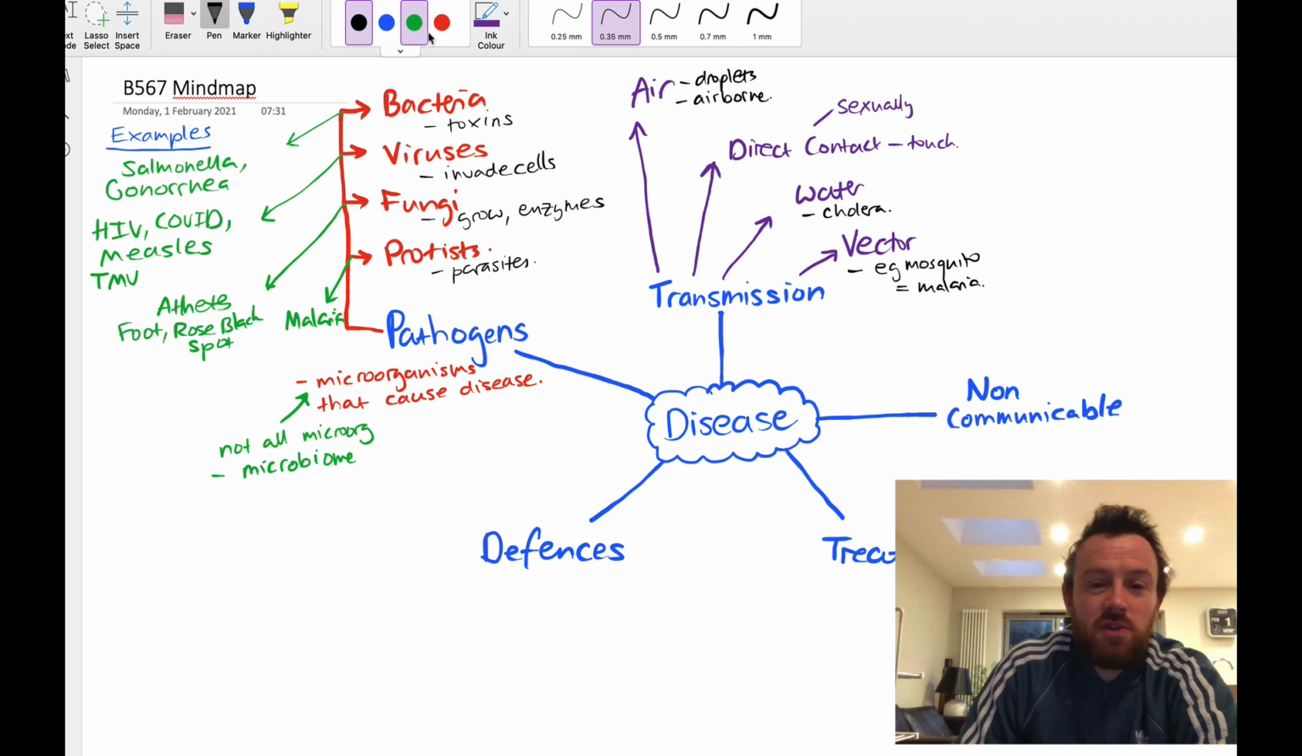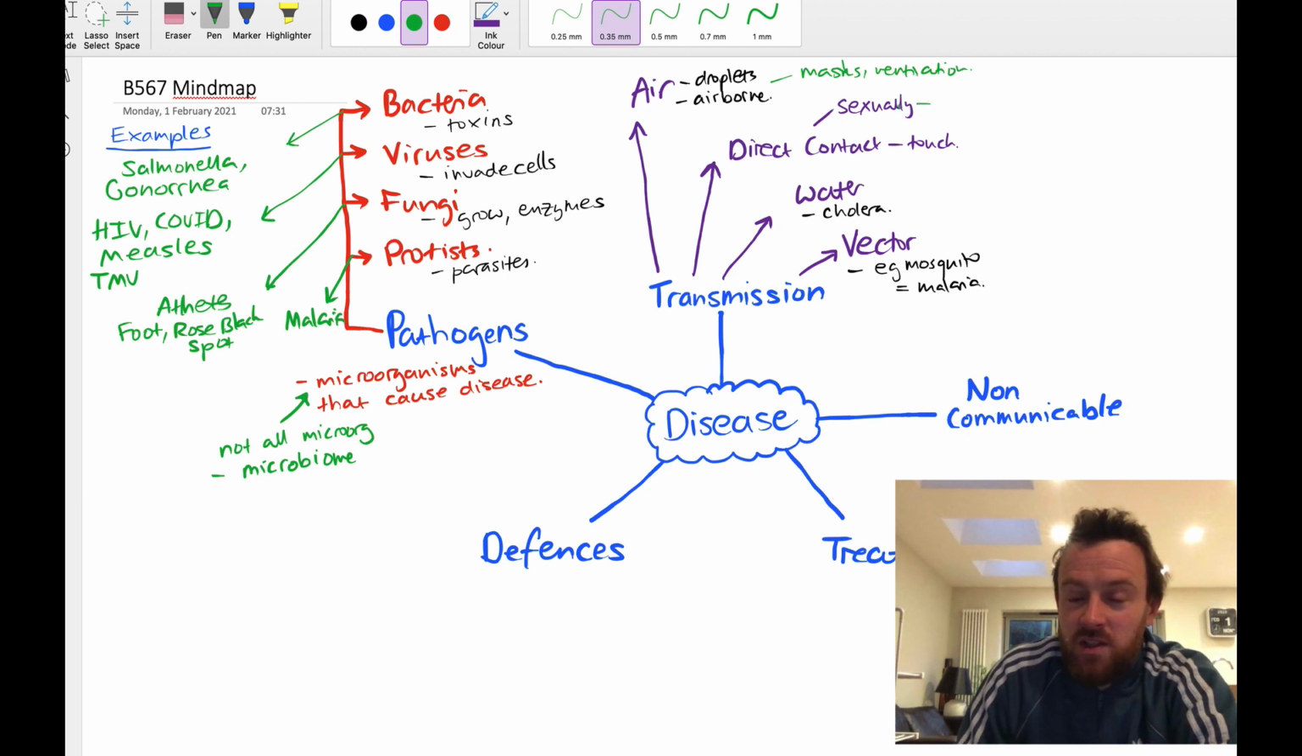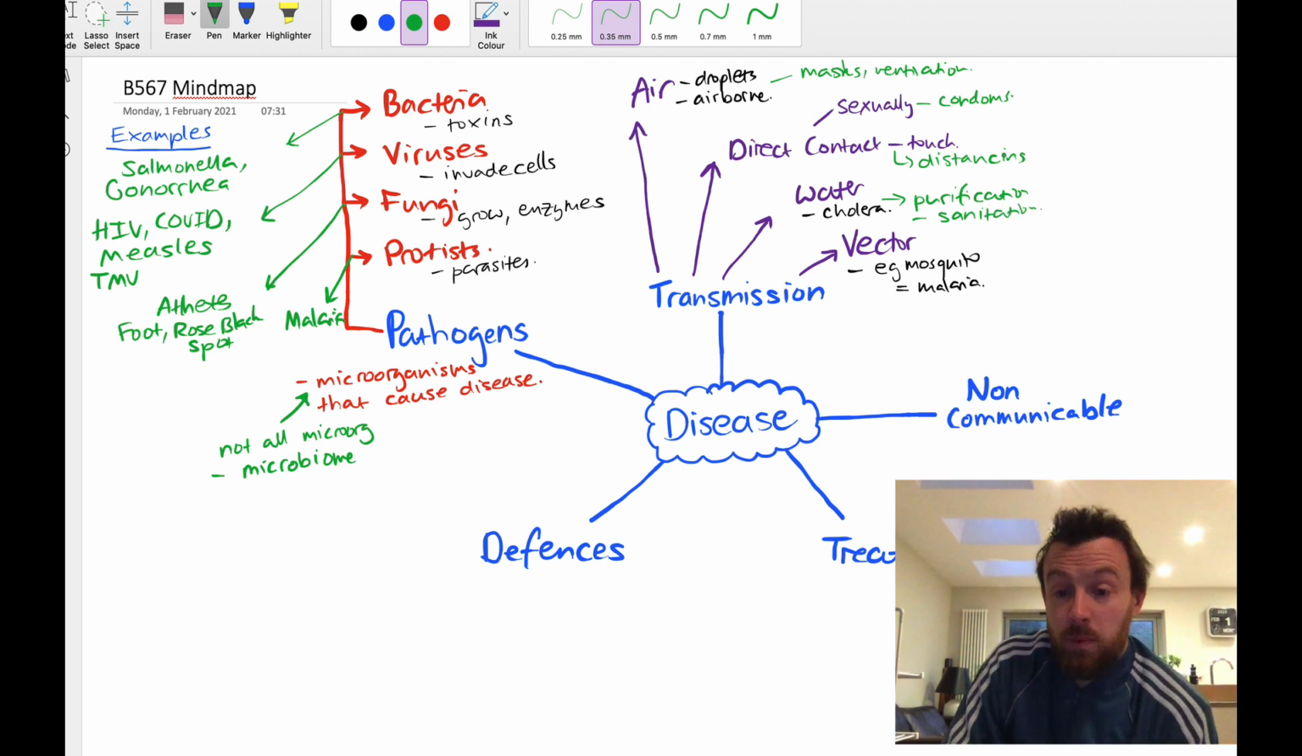All right, how do we sort of stop these things? So air, masks, ventilation. Sexually transmitted diseases, condoms, etc. Touch, distancing, social distancing. Water is mainly about purification of water. And also sanitation, so basically ensuring that people have toilets that work and don't leak into water supplies, sanitation.